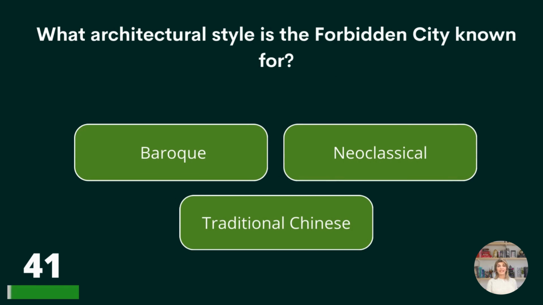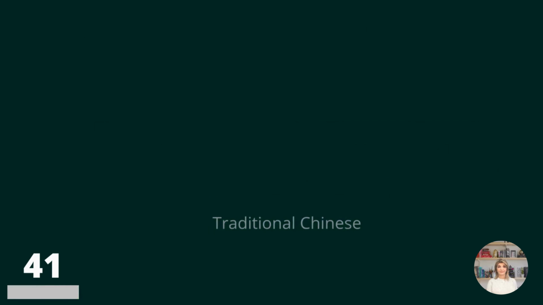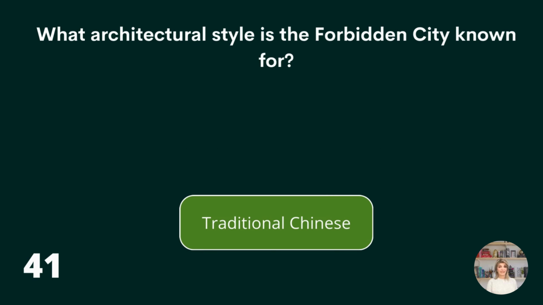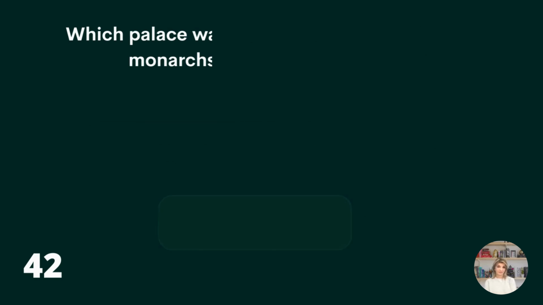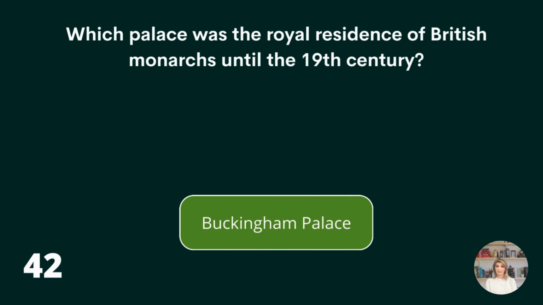What architectural style is the Forbidden City known for? Baroque, neoclassical, or traditional Chinese? Traditional Chinese. Which palace was the royal residence of British monarchs until the 19th century? Windsor Castle, Kensington Palace, or Buckingham Palace? Buckingham Palace.